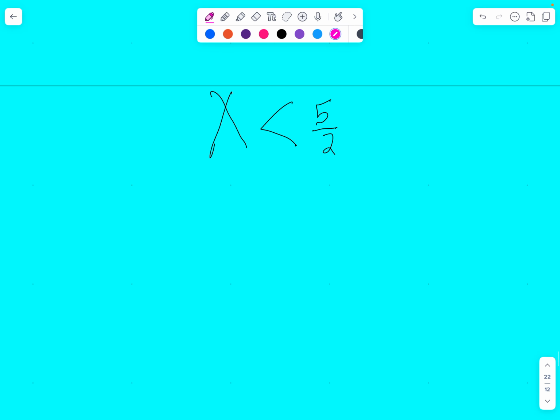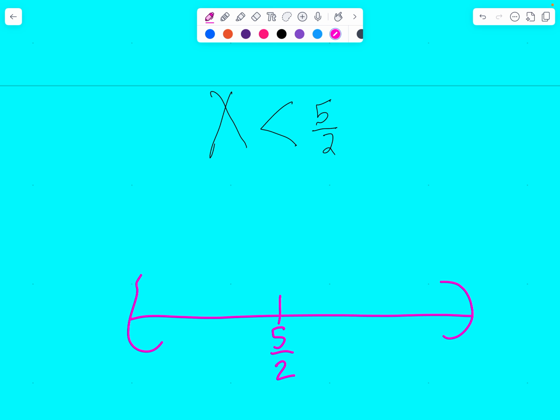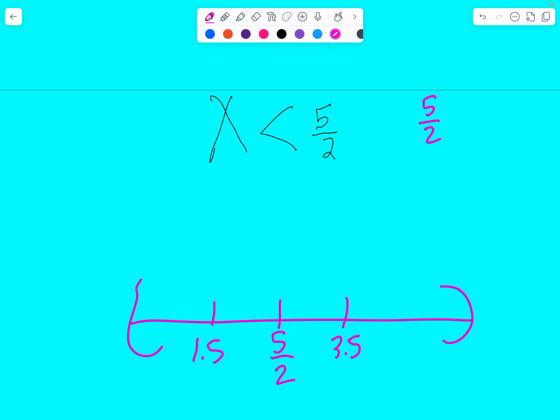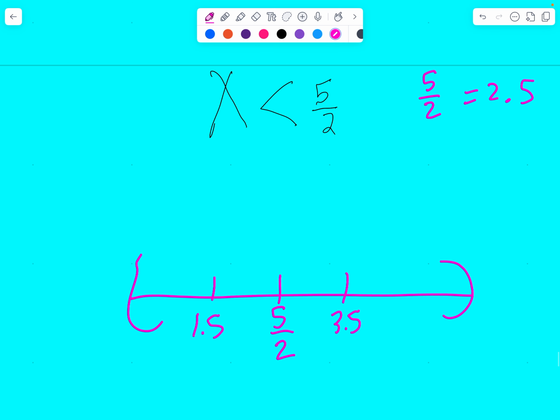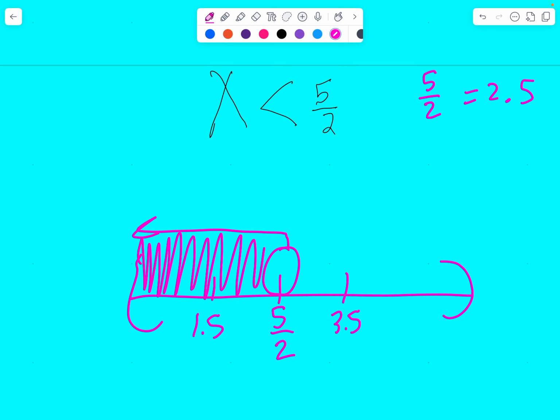All right, let's try this one. You've got x is less than 5/2. There is no solving required. It's already isolated. So you're just going to draw 1.5, 2.5, 3.5, because 5 over 2 is 2.5. Then I'm going to say to myself, it is an open circle because it's a less than sign, and I'm heading towards negative infinity. That would be my answer.